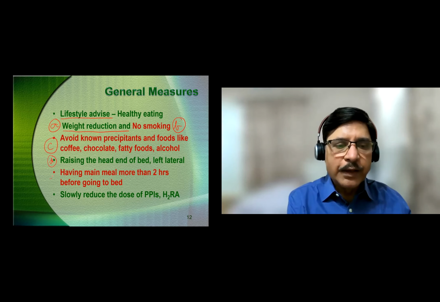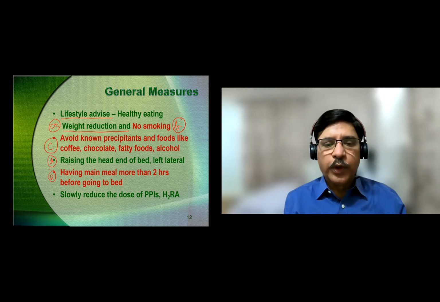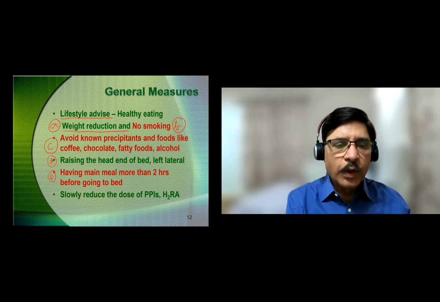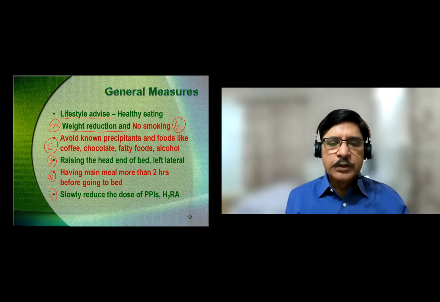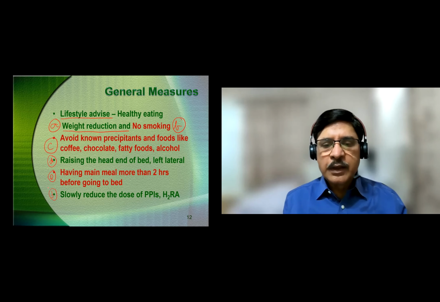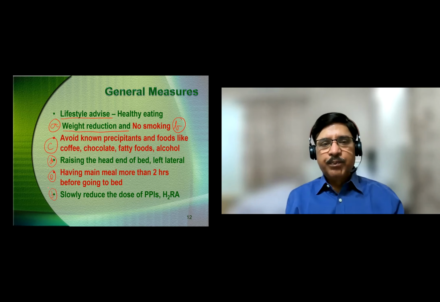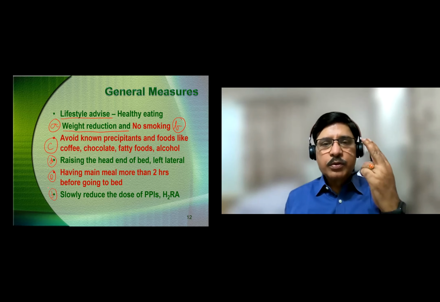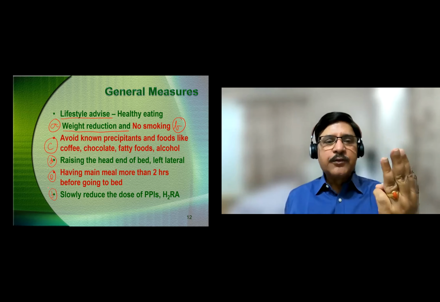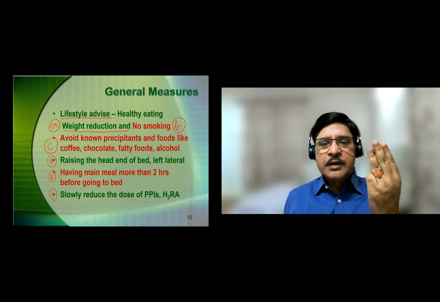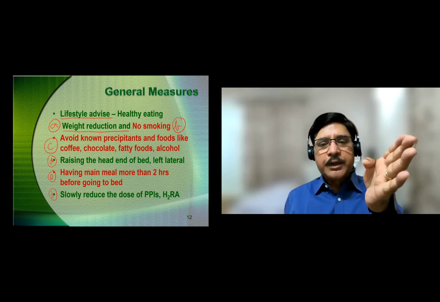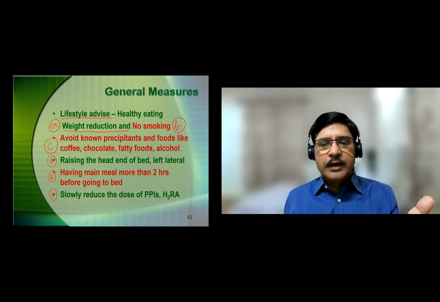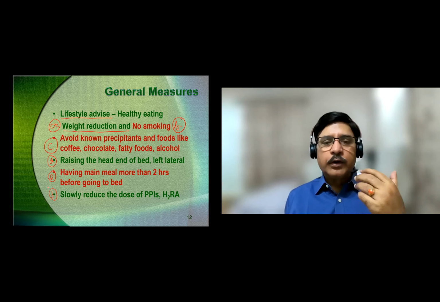Having the main meal 2 hours before going to bed, and slowly reduce the dose of proton pump inhibitors and H2 receptor antagonists. So what are my general measures? Lifestyle advice, healthy eating habits, weight reduction, stop smoking, avoid precipitant foods like coffee, chocolate, fatty foods, sweets, and alcohol, of course. Raise the head end of the bed and keep the patient in the left position so that the contents of the stomach do not gravitate into the esophagus.